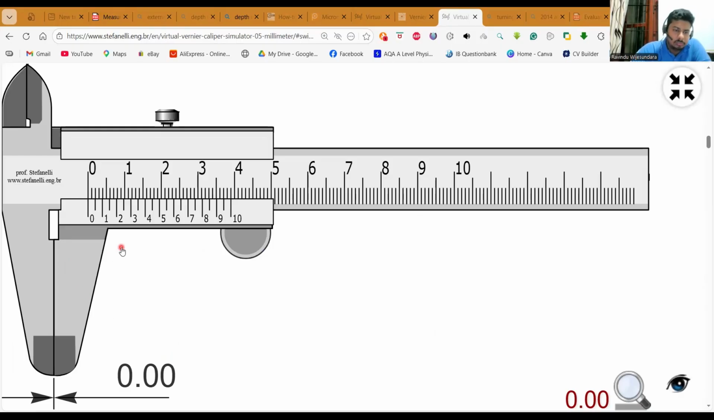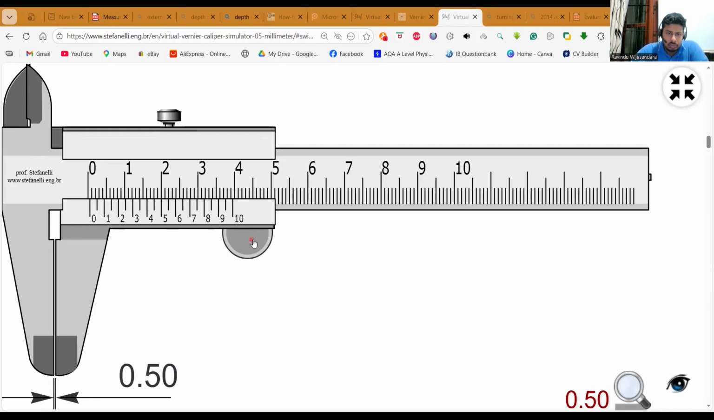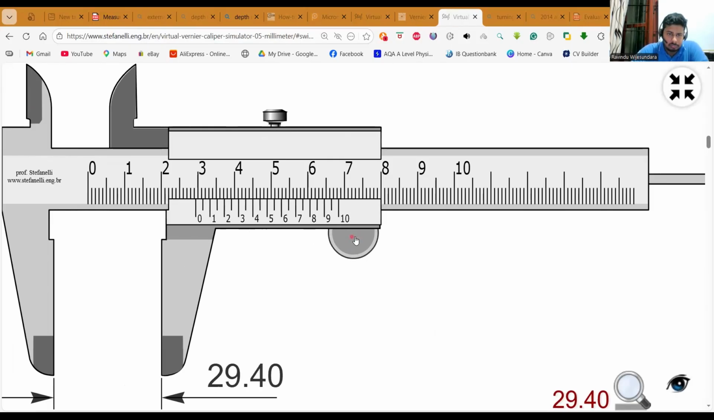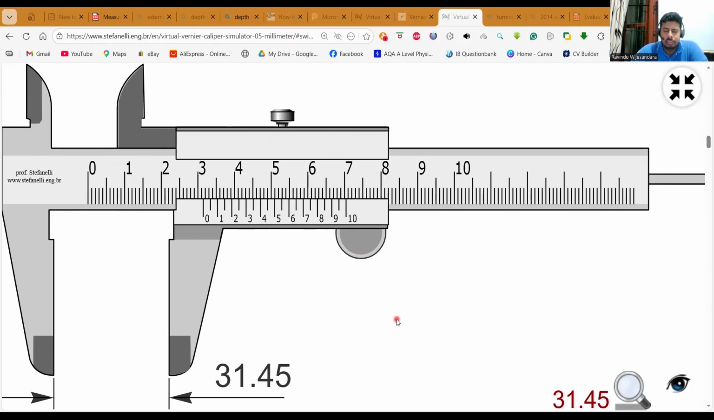Now see here. When all things are in contact, the external jaws are in contact, and the internal jaws are also in contact, then the value is 0. Now I am moving this somewhere here. Just imagine I am moving it somewhere here. I'll remove this value. It should be removed.